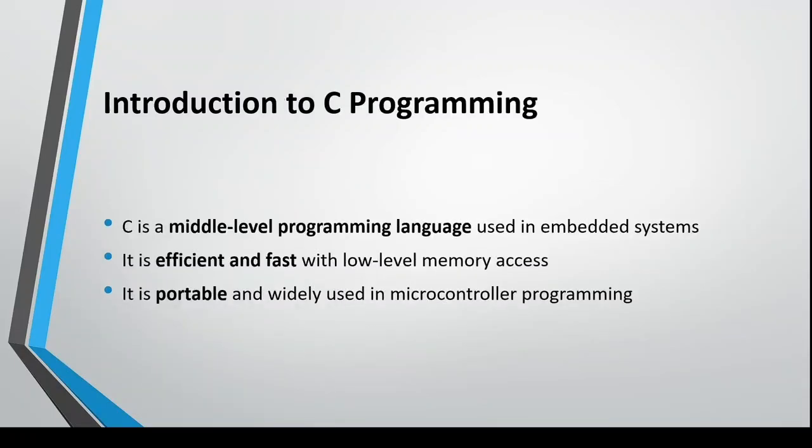Introduction to C programming. C programming plays a very important role in embedded systems. It is called a middle level language because it supports both high level programming and low level memory access. This makes it suitable for controlling hardware directly, which is required in microcontroller based systems.